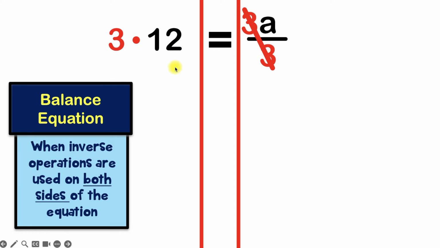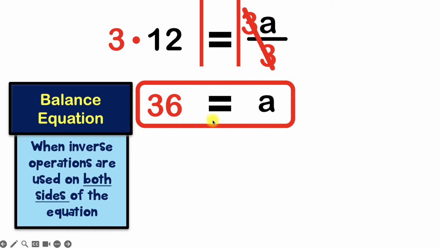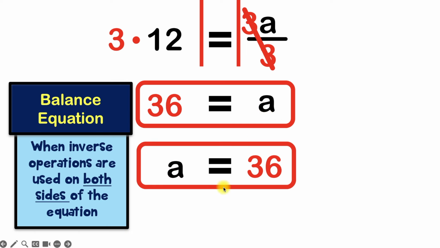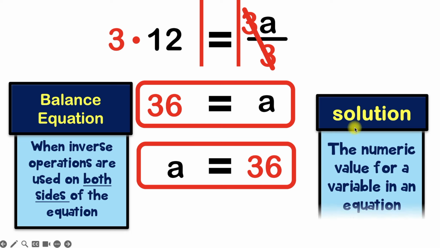So now we can just do the math. 3 times 12 is 36. Then we'll bring down our equal sign and bring down our variable a. So our answer is 36 equals a. It doesn't matter that the variable's on the right. We could just as easily write it like this. It doesn't matter as long as one side has the variable and one side has the value. These two things mean the same exact thing. Either way, it's the solution. It's just the numeric value for the variable in the equation.